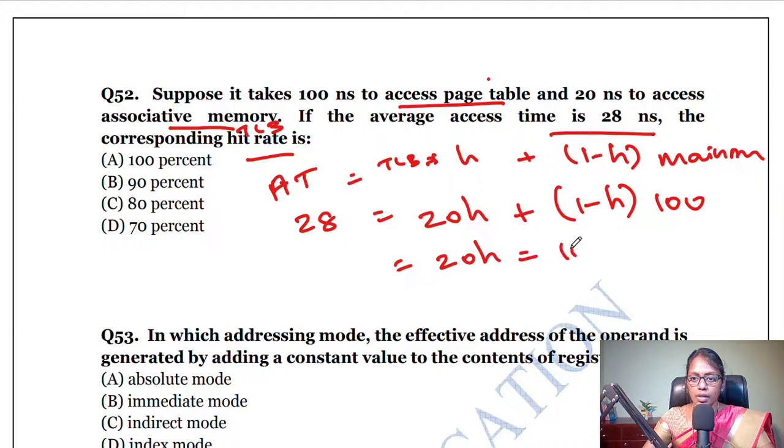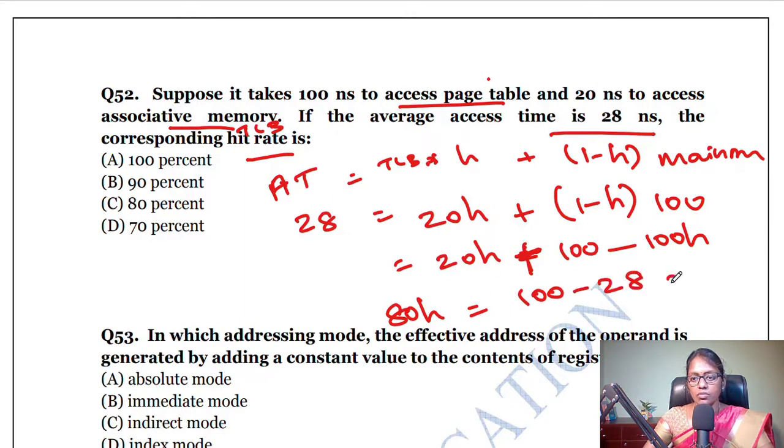28 equals 20h plus 100 minus 100h. So 20h minus 100h means minus 80h. If you take 80h to this side, it becomes positive. 80h equals 100 minus 28, that is equal to 72. So h equals 72 divided by 80, that is nothing but 0.9. That is 90%. So the hit ratio is 90%.